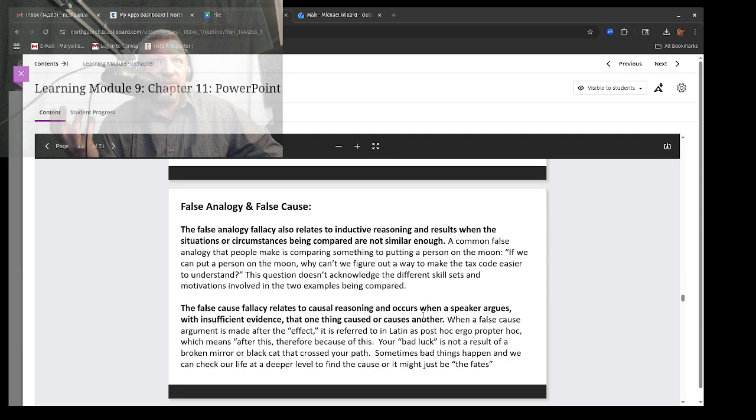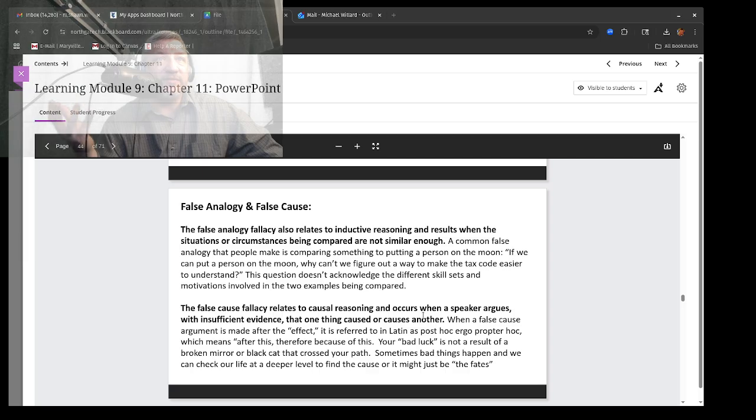False analogy and false cause. These kind of relate a little bit. They're kind of similar, and I'll go through them. The false analogy fallacy also is an inductive reasoning fallacy and results when the situations or circumstances being compared aren't really similar enough.